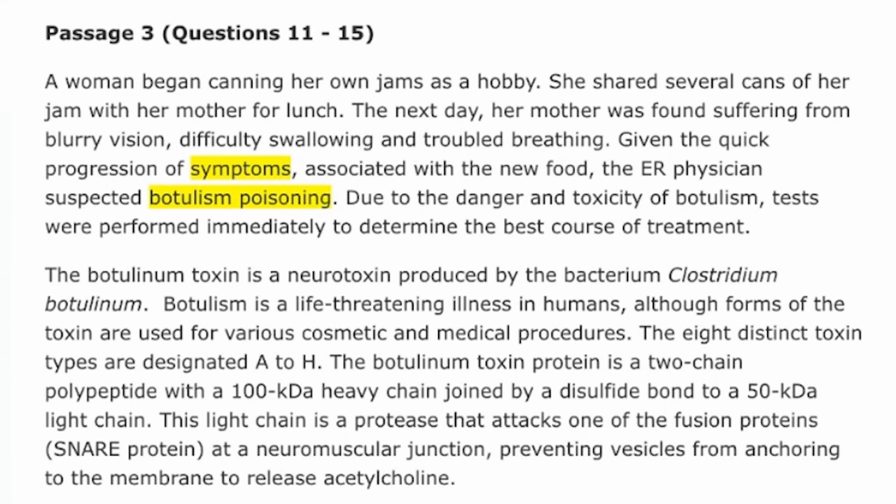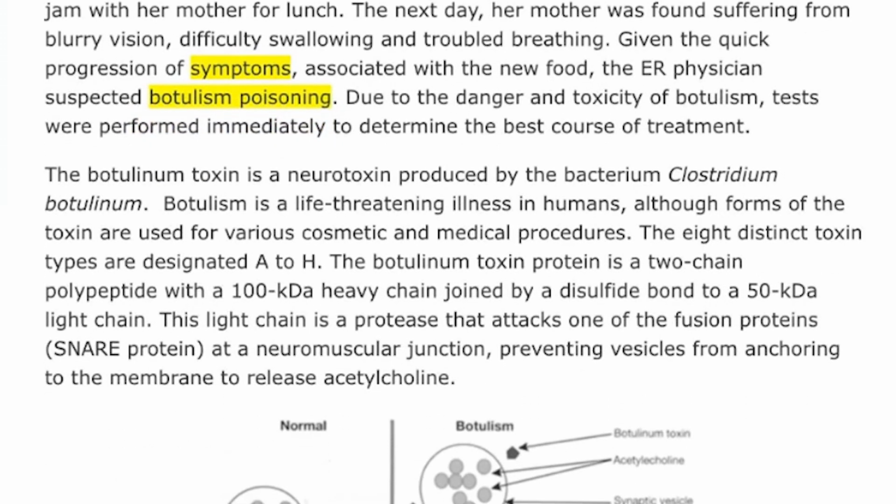Moving on to paragraph 2, the botulinum toxin is a neurotoxin produced by the bacteria Clostridium botulinum. Botulism is a life-threatening illness in humans, although forms of the toxin are used for various cosmetic and medical procedures. The 8 distinct toxin types are designated A to H. The botulinum toxin protein is a 2-chain polypeptide with a 100 kilodalton heavy chain joined by a disulfide bond to a 50 kilodalton light chain. This light chain is a protease that attacks one of the fusion proteins.